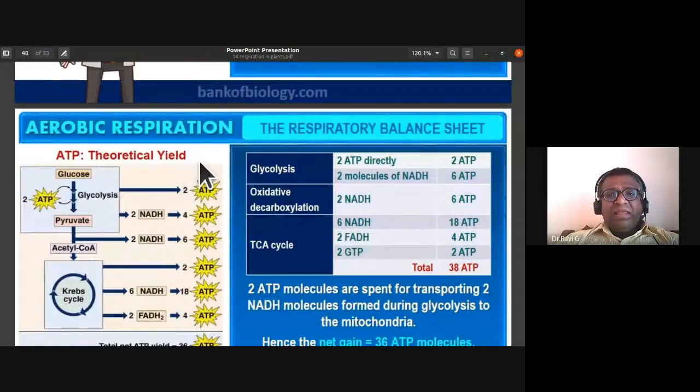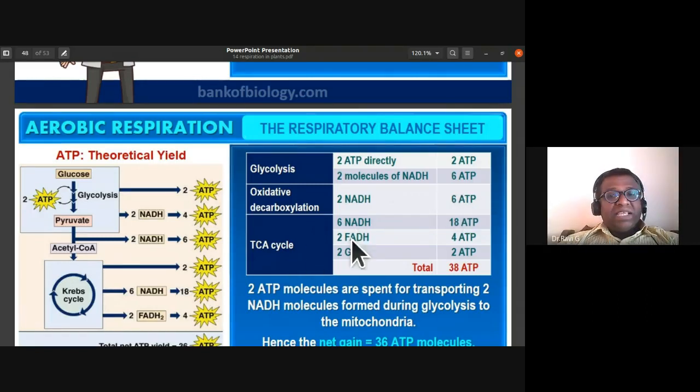So now the final respiratory balance sheet we have. During glycolysis, 2 ATP is directly produced and 2 molecules of NADH2 are synthesized, which is equivalent to 6 ATP, that is 2 into 3 ATP. In oxidative decarboxylation, the formation of acetyl coenzyme A from pyruvic acid, you know that there is synthesis of 2 molecules of NADH2, which is equivalent to 6 ATP.